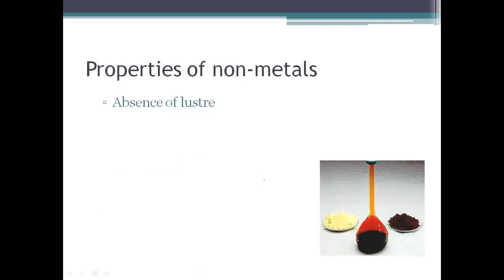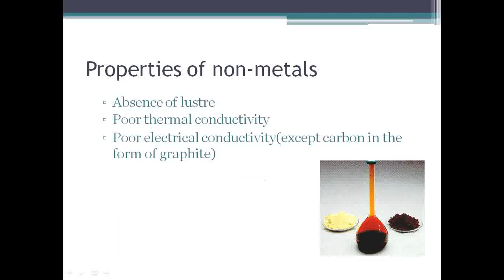What about the non-metals? Well, they tend to not have any luster, generally poor thermal conductors, that is, they can't conduct heat particularly well. They actually make good insulators. They're poor electrical conductors. The only exception to this is actually carbon in the form of graphite. Can't really go into the reason here why this is the case, but it is, as far as I know, the only exception. They can exist as solids, liquids and gases at room temperature, so quite a variation. Certainly a lot more than what the metals are in terms of their physical states at room temperature.